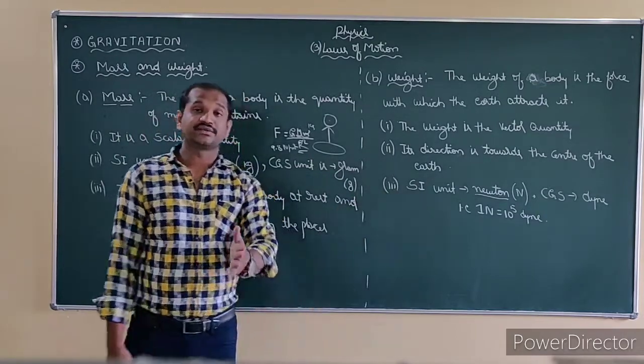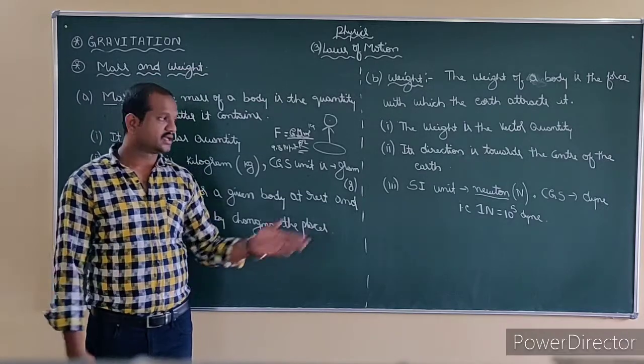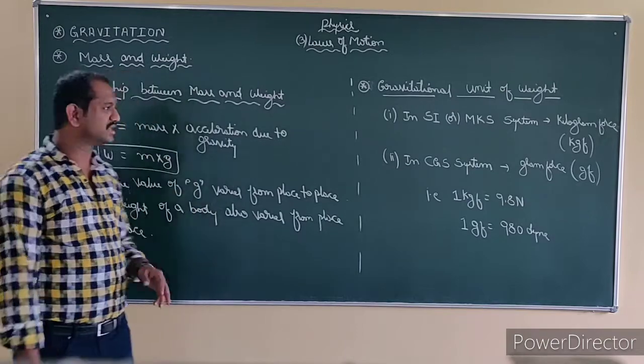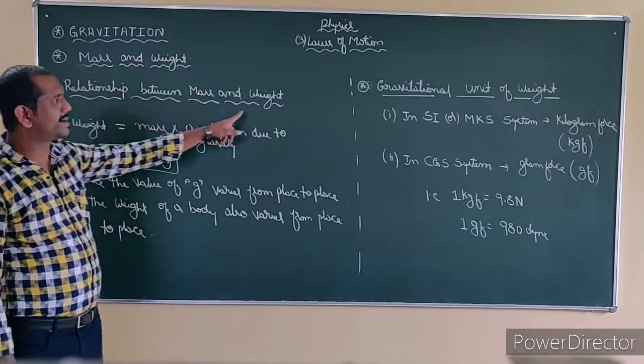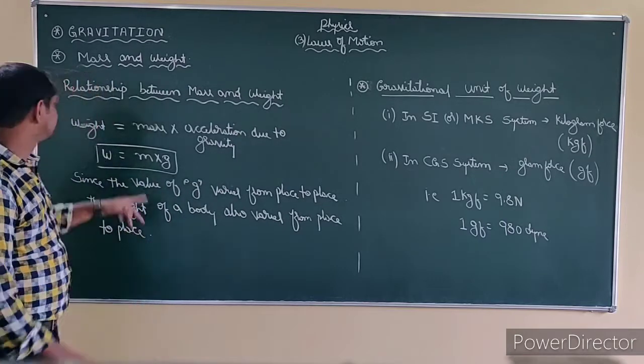And now we will continue with further the units. There are many gravitational units we need to study. That also we will see now. Now we have the relationship between mass and weight, how the mass and weight are related together.